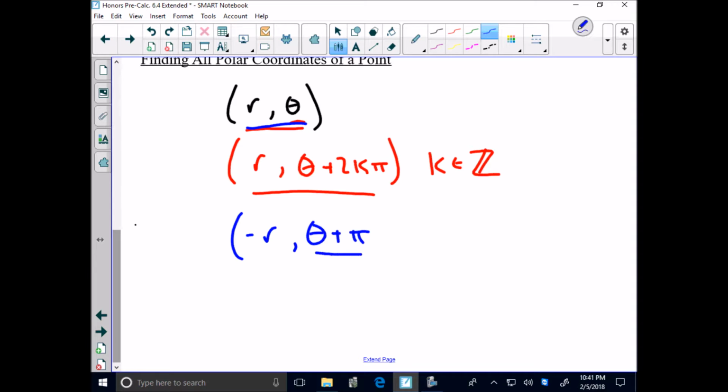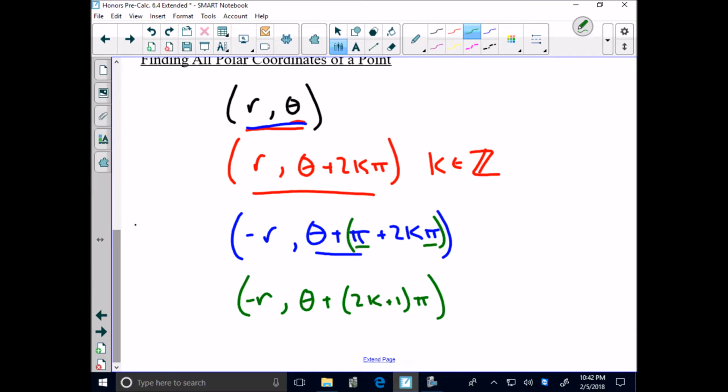Now right here, we also have to take into consideration all coterminal angles of this angle right here, theta plus pi. So we would have to say theta plus pi plus 2k pi here as well. In general, right here, if we factor pi out of these last 2 terms, what we're going to end up with then is a negative r, and then theta plus, right here we would have 2k plus 1 pi, which is basically an odd increment of pi, which is a rotation that will take us in the opposite direction from our theta. So right here, these 2 sets of polar coordinates define the same point as r theta.